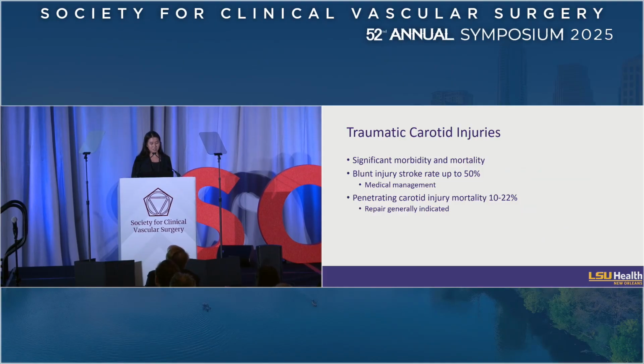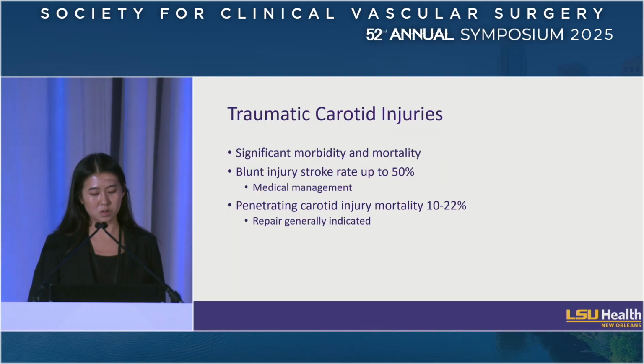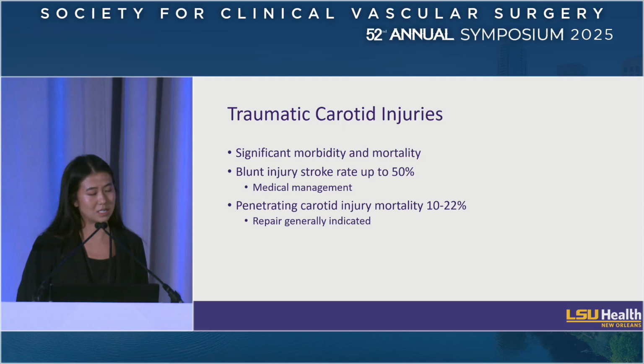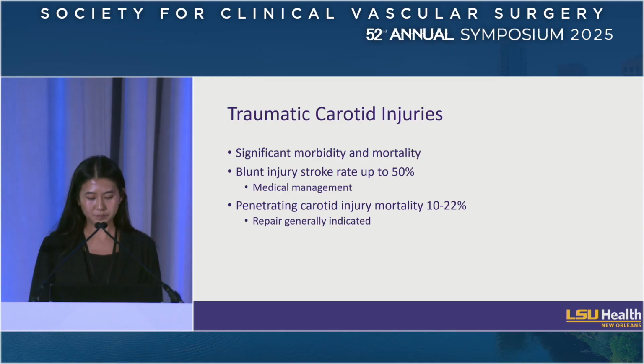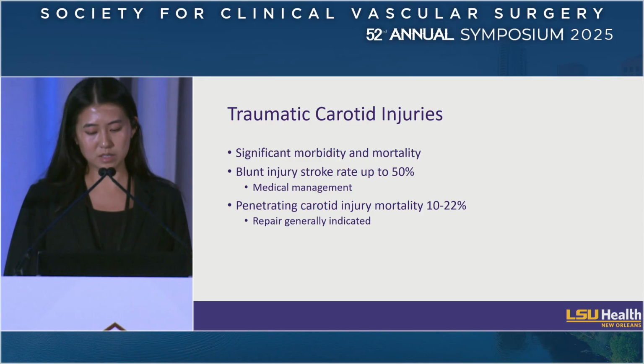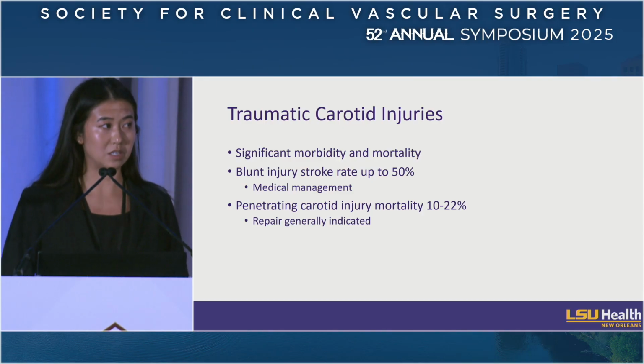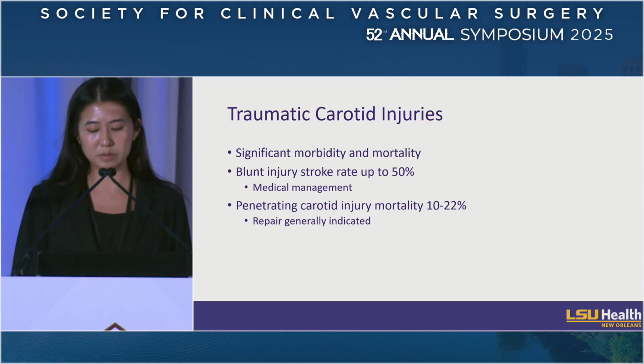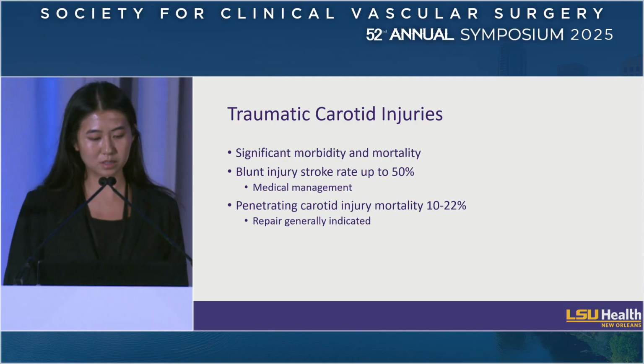Traumatic carotid injuries have significant morbidity and mortality. Blunt carotid injuries have a stroke rate up to 50%, and when appropriate, medical management, such as anticoagulation, has been shown to be safe and effective for stroke prevention. Penetrating carotid injury has a mortality of up to 10 to 22%, and repair is generally indicated in all symptomatic patients suffering from penetrating injury. Due to the variability of presentation of these patients, there are no clear guidelines for management.